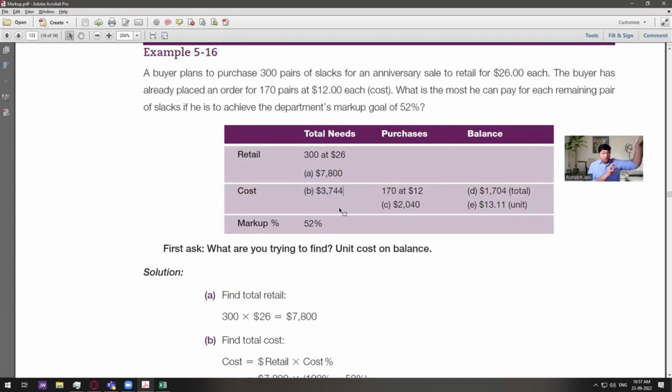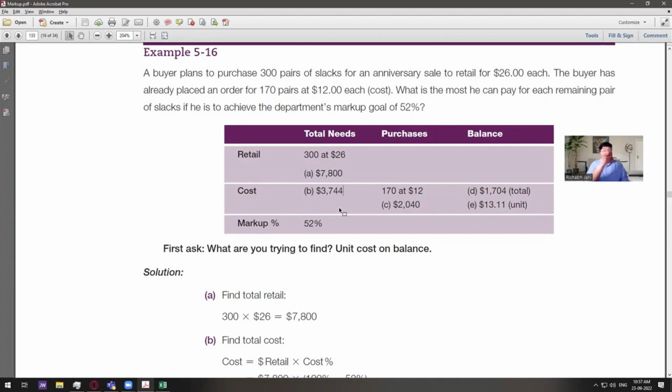So again, three goals that we've hit. Goal number one, retail, 7,800. Goal number two, markup percentage, 52%. And goal number three is cost value, which is 3,744. That's what we need to achieve.